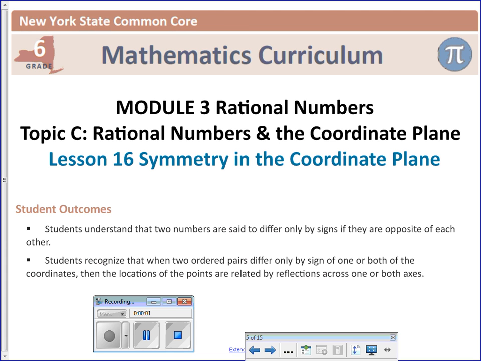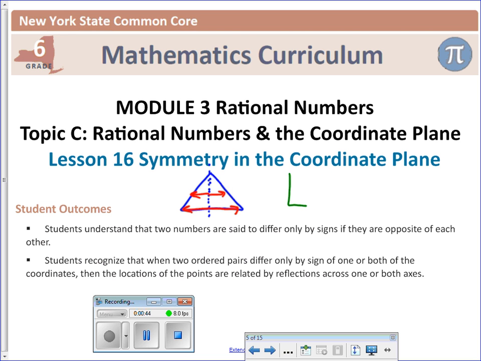Okay, today we're looking at Module 3, Lesson 16, Symmetry in the Coordinate Plane. When you hear the word symmetry, do you think back to pictures in elementary school? You would see a picture of a triangle, and the teacher would say, here's your line of symmetry, and if you folded the picture in half along that dotted line, everything would match and line up. The reason is that everything on this side is the same distance away from everything on this side.